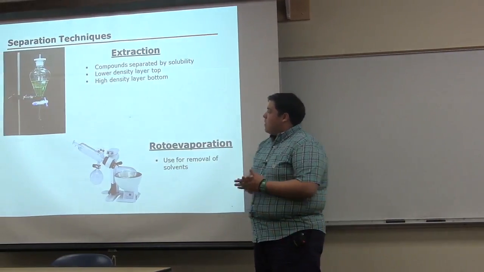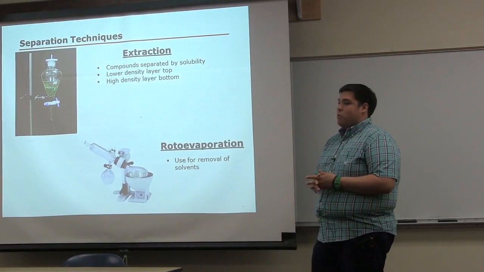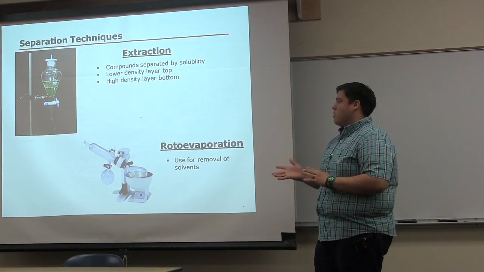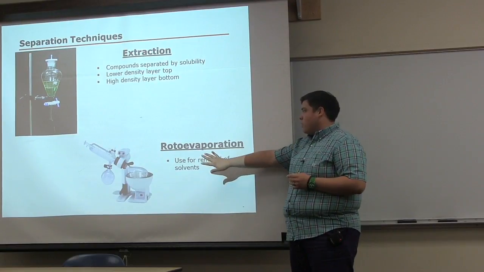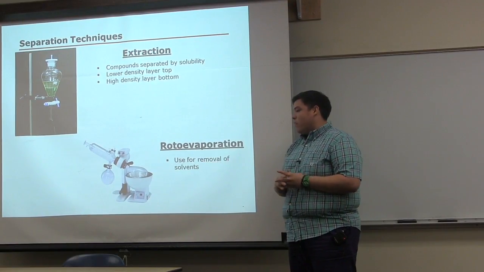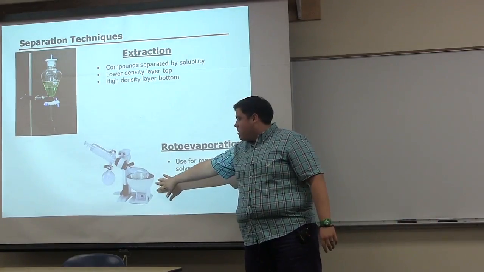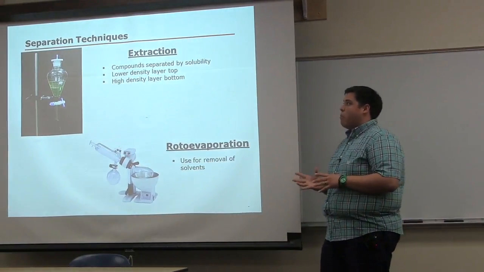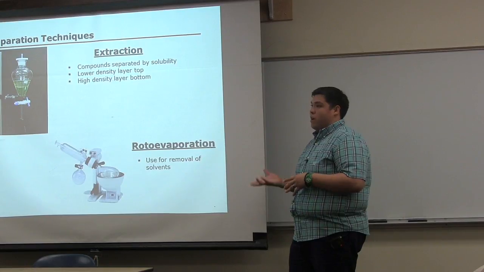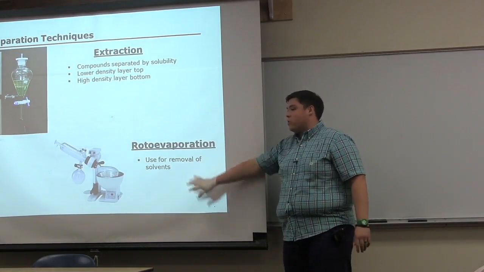After we do the extraction, when we separate soluble from insoluble, we do rotary evaporation. We call it rotary evaporation because this is an apparatus that we use to remove the solvents, because we want to get a powder or an oil. That's why we use rotary evaporation.